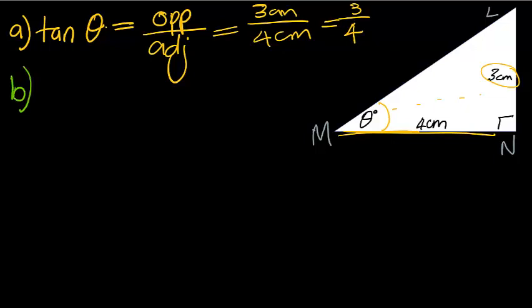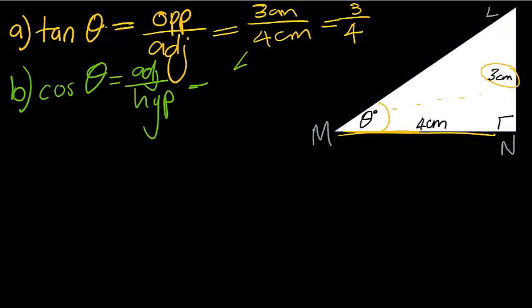Question B says to me, what is cos of theta? I know that cos of theta is adjacent over hypotenuse. I know that adjacent is 4 centimeters, but in this instance, I do not know what the hypotenuse is. In order to answer this question, I need to figure out what is hypotenuse. How can we do this? We are going to use the theorem of Pythagoras.